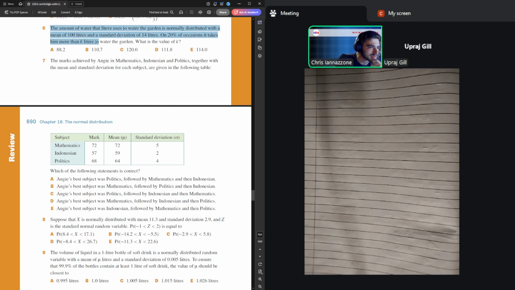Question 6, let's see if there's anything different. Mean 100, standard deviation 14. 20% of occasions takes more than k liters. We've done something like this before. Maybe we'll do one just for today, at least.